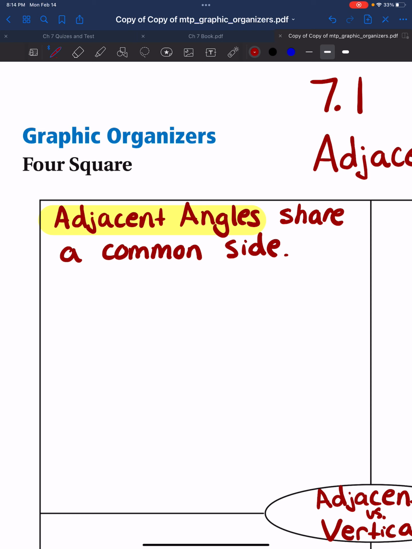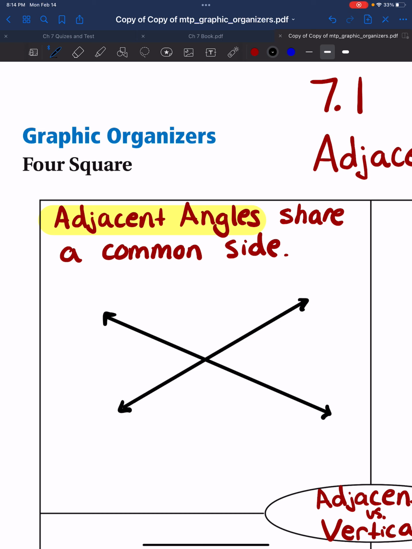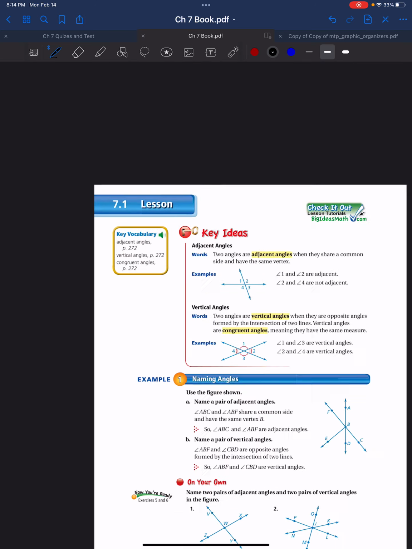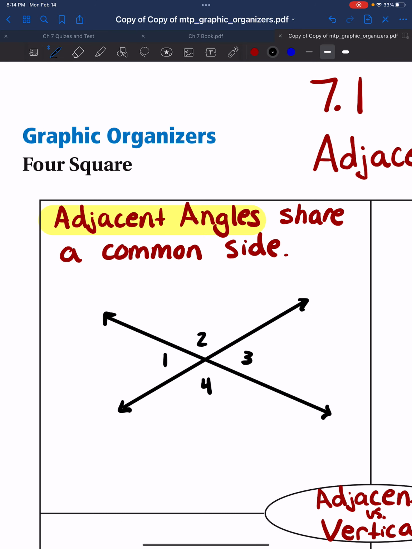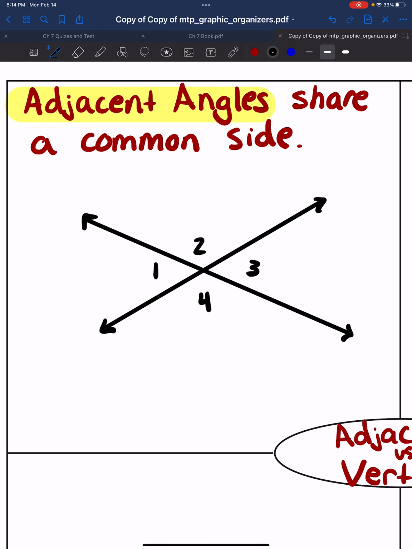After you write that, I want you to go ahead and draw me two lines crisscrossing. Okay? And I want you to label them 1, 2, 3, and 4. Down here in the extra space, we're just going to explain the adjacent angles, kind of like what that example did. So we can say angle.